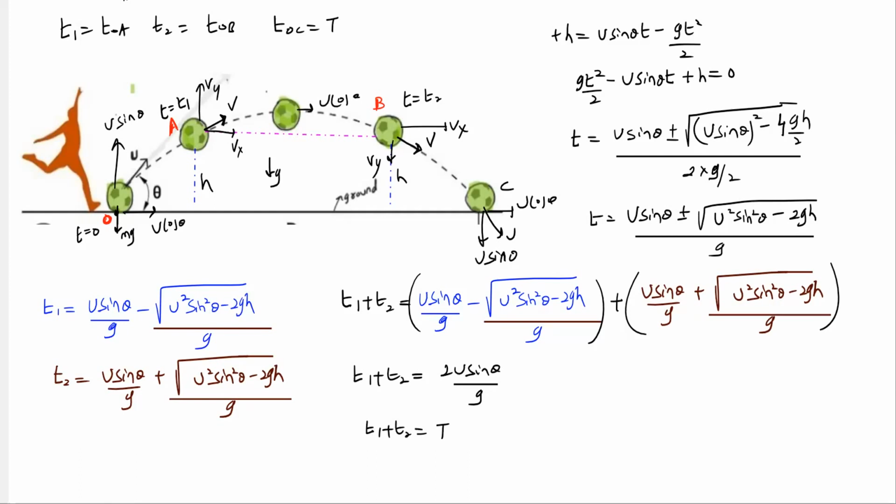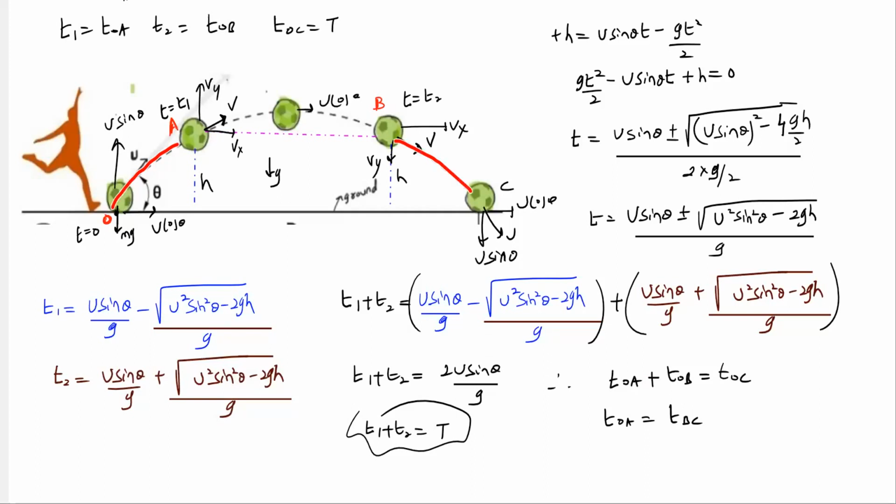Oh, we have a very beautiful equation here. So what is the conclusion? Time taken to move from O to A plus O to B is equal to time taken to move from O to C. Or if you break up further, TOA must be equal to TBC. It has to be. In a projectile, this is what happens. The time it takes to move from O to A, it will take the same time to move from B to C.